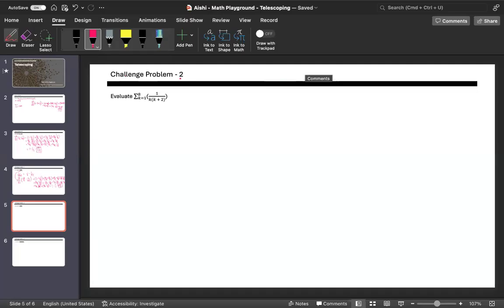Okay. Challenge problem number 2. Evaluate sigma of 1 by k times k plus 2, and the least value of k is 1, and the greatest value of k is 8. Okay, so now we obviously don't want to keep multiplying for every single value of k.